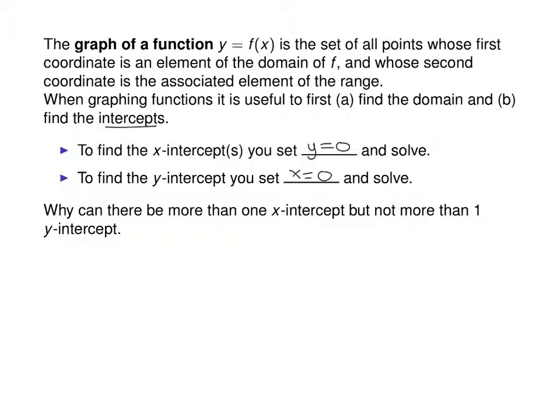Why can there be more than one x-intercept, but not more than one y-intercept? Because if there's more than one y-intercept, it's not a function. Exactly. If there's more than one y-intercept, it'd be something like having a point there and a point there, right? And that's not a function, right? But x-intercepts, you could have a function that has an infinite number of x-intercepts, like the sine or cosine function. Those have an infinite number of x-intercepts, and that's okay. That's still a function.